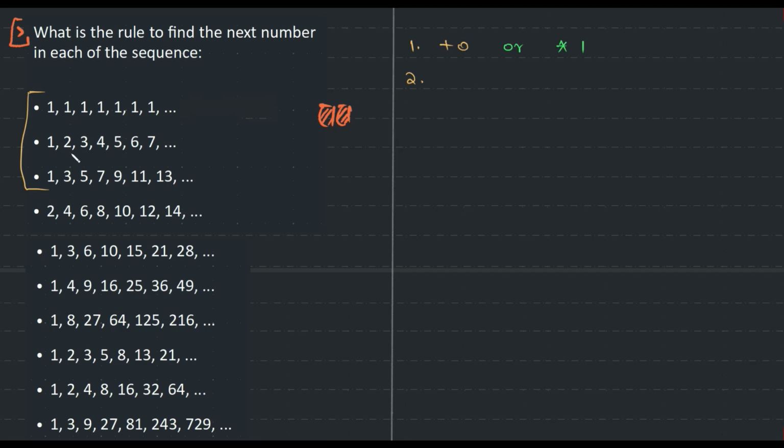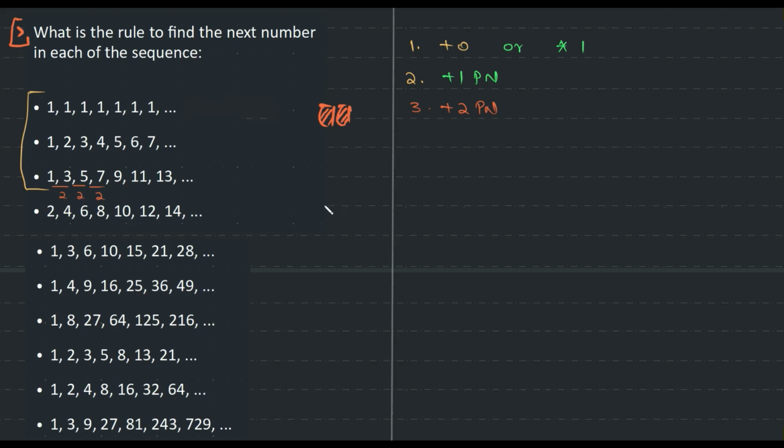Next, the second one: 1, 2, 3, 4. This is nothing but adding 1 to the previous number. Next, the third one: 1, 3, 5, 7. So here it's a bit more complicated. The difference over here is 2, here it's 2, here it's 2, but not so complicated as well. By adding 2 to the previous number, we'll get the next number.